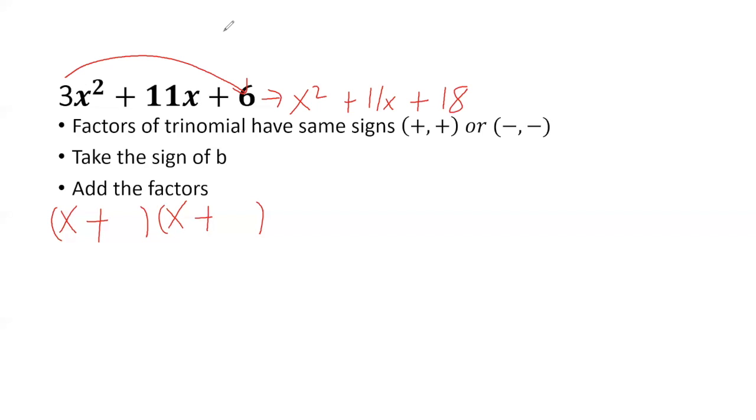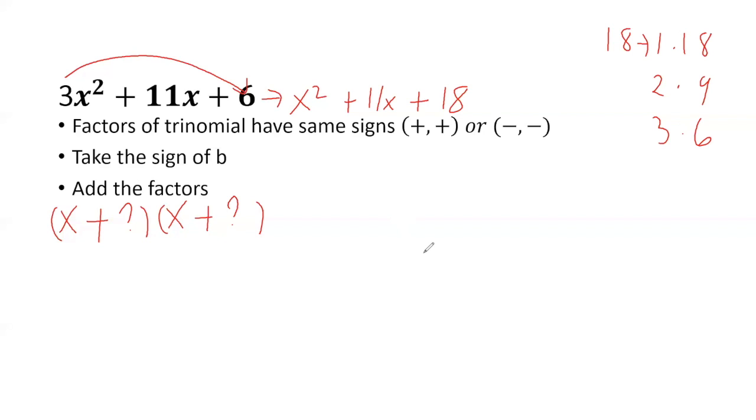Okay, now my final number becomes 18 because 3 times 6 is 18. From here, in order to figure out the numbers that go inside this parenthesis, I have to factor out 18. So 1 times 18, 2 times 9, 3 times 6. Okay, after factoring out 18, I will add the factors together.